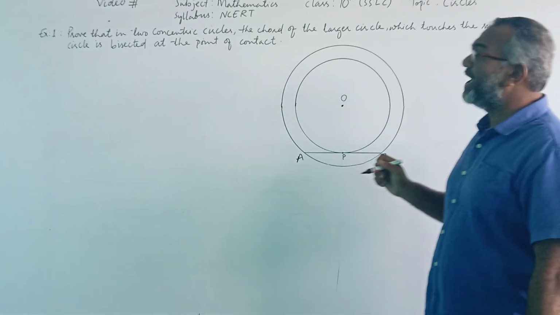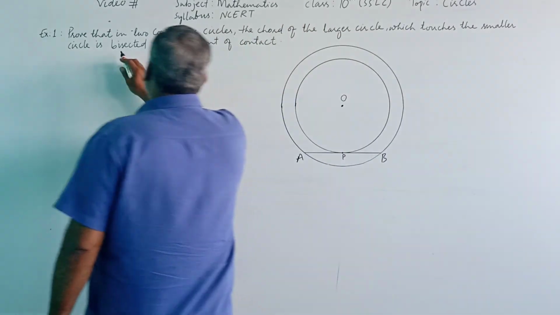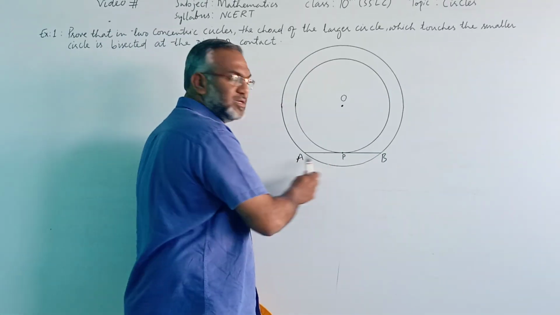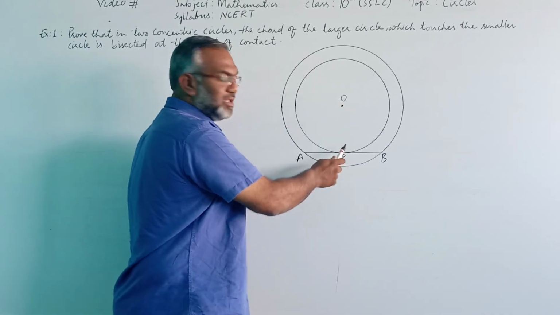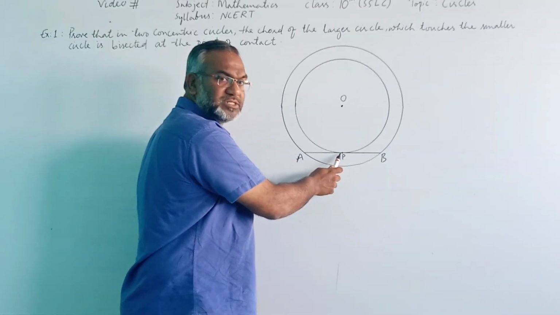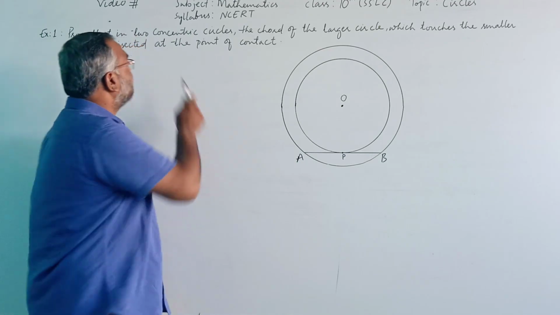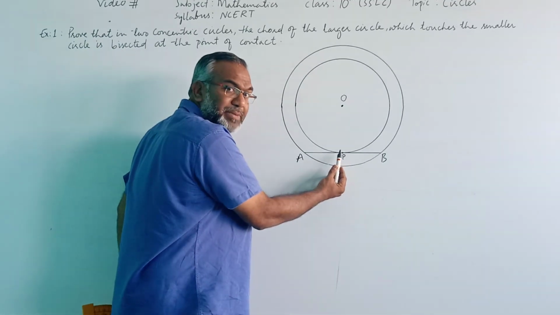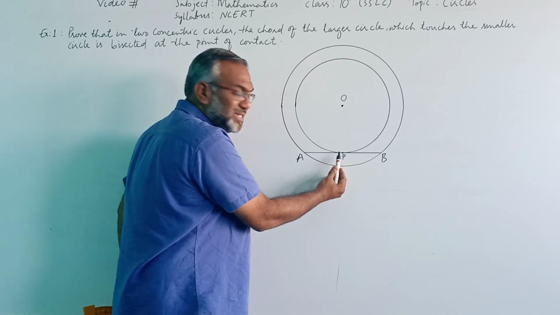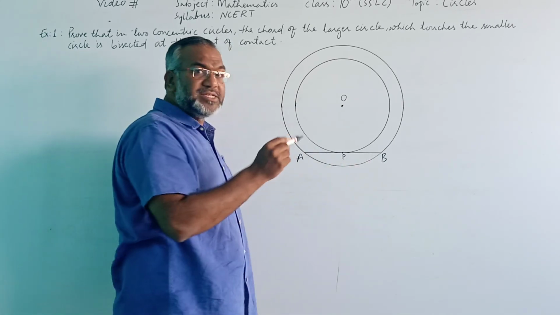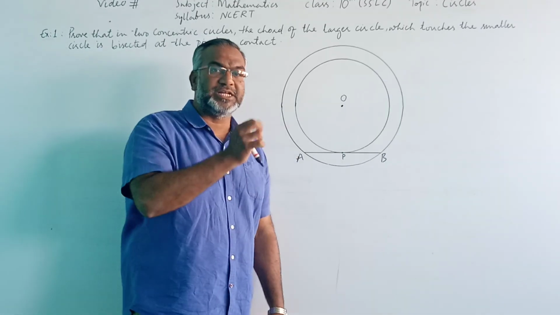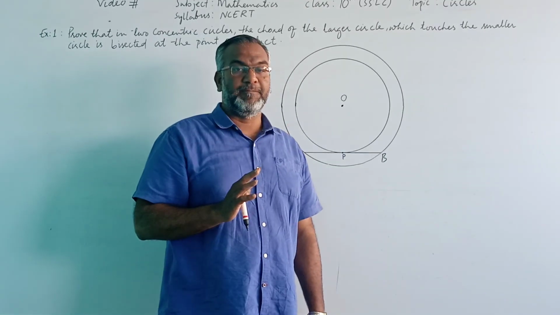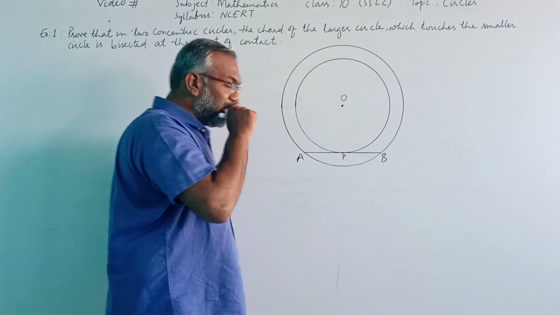Now what we have to prove is that this chord AB, which touches the smaller circle at one point, is bisected at the point of contact. P is the point of contact. At P, AB is getting bisected. Bisect means cut into two halves, cut into two equal parts. So we have to prove that.